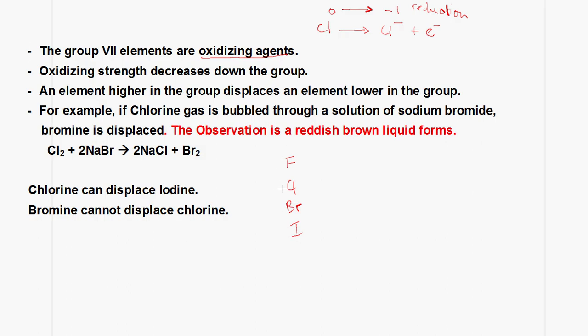So chlorine is here, and chlorine is able to displace iodine. Chlorine can also displace bromine, but bromine cannot displace chlorine. It's always the one higher up in the group displacing the one lower down in the group.